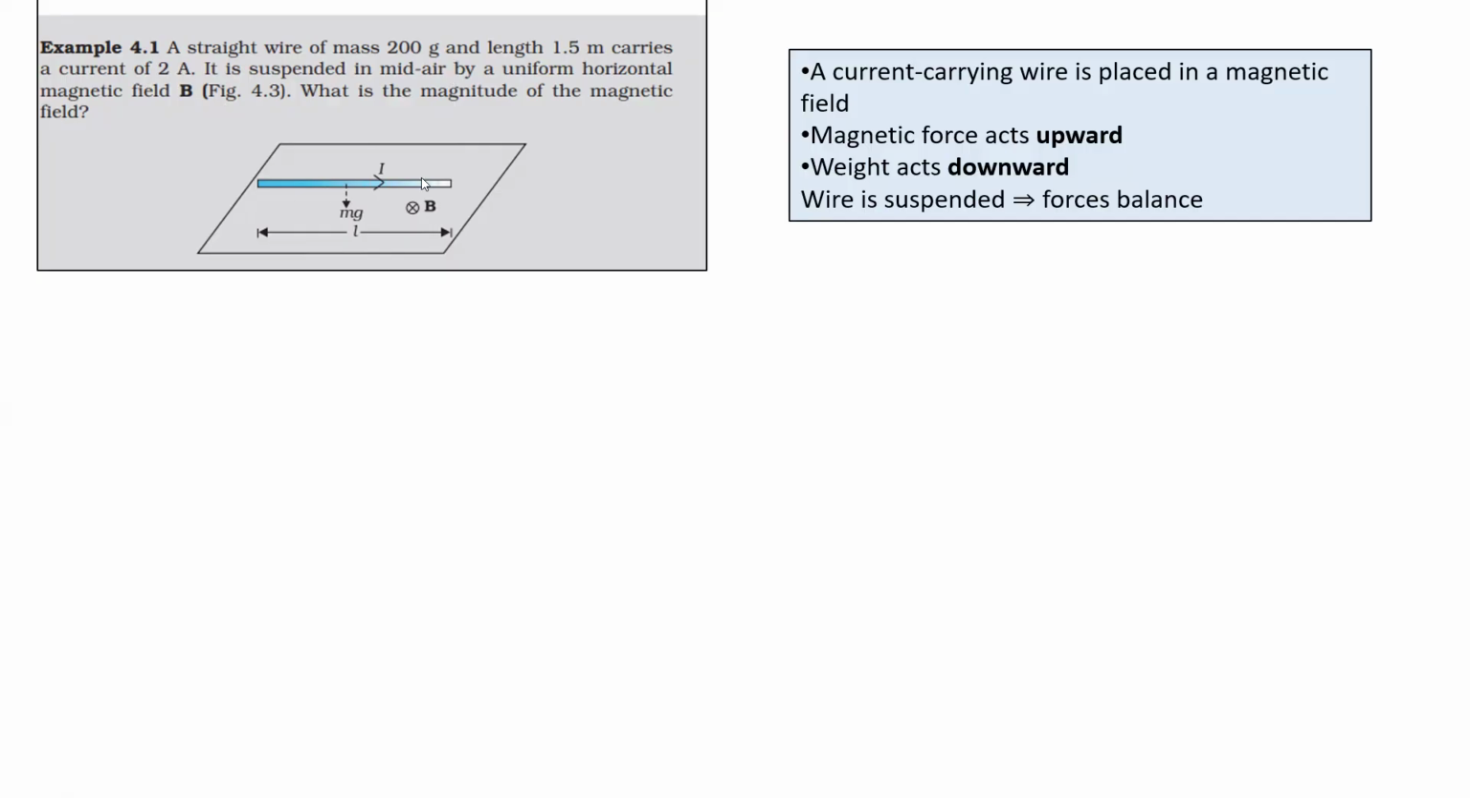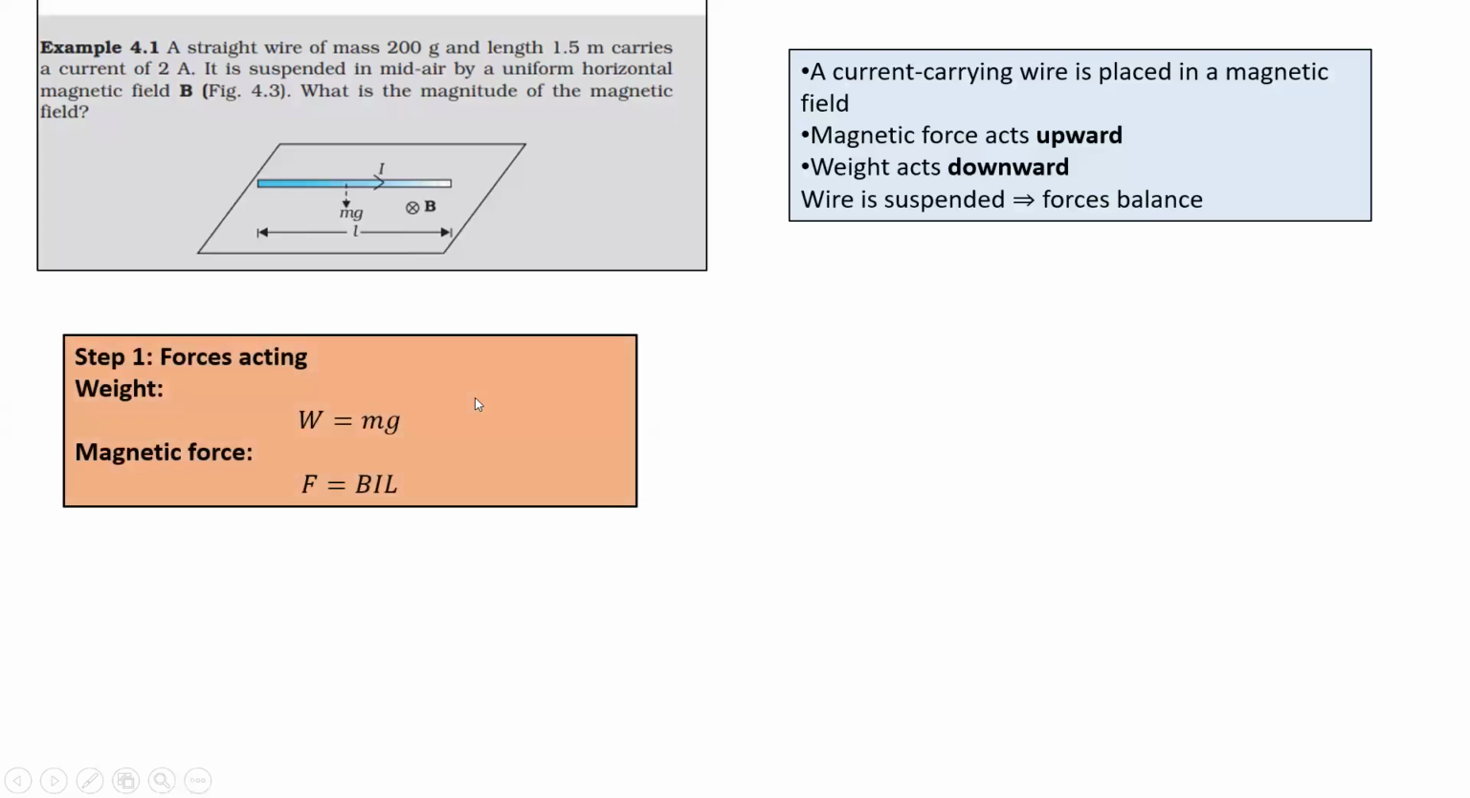A current carrying wire is kept under the uniform field. Whenever a current carrying conductor is kept under a uniform field, it experiences a force equal to ILB sin theta, where theta is the angle between the magnetic field and the current. In this case, theta becomes 90, so sin 90 is 1, and F equals ILB.